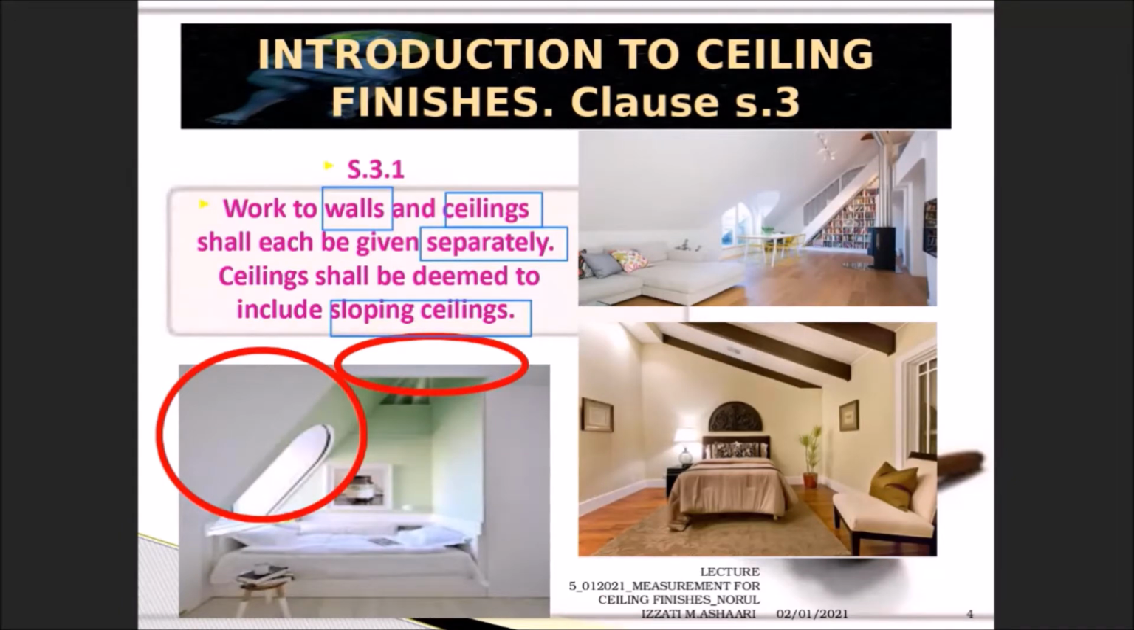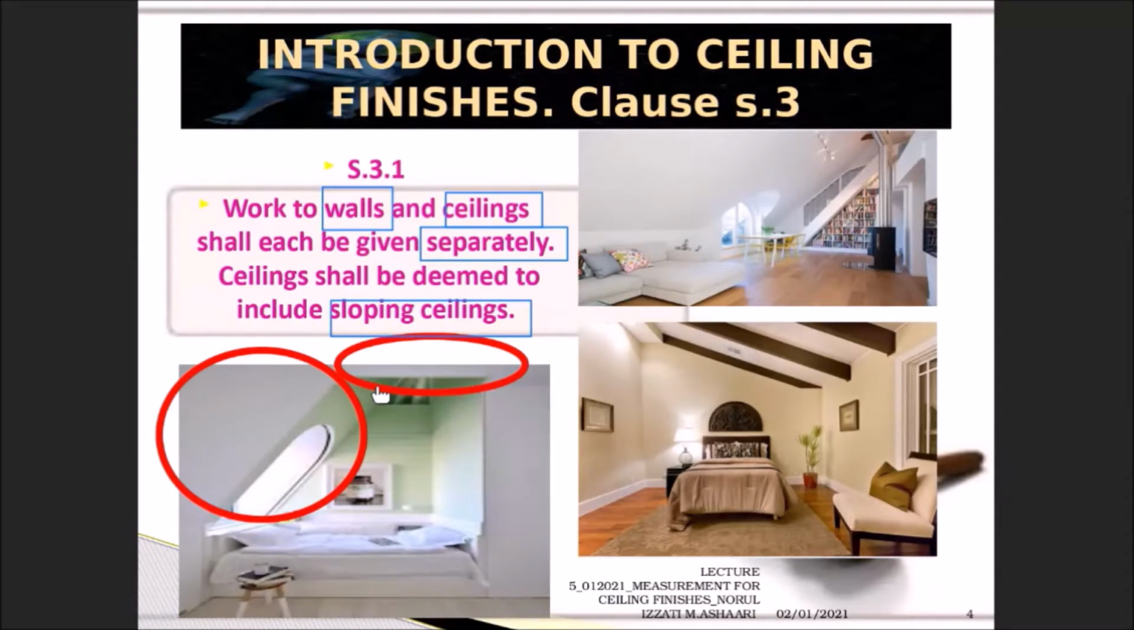So under S.3.1, work to ceiling and wall shall be measured separately. Look at this example. This is the example of the sloping ceiling. Shall be deemed means you have to measure including the slope and the flat surface under one item. You don't have to measure separately.